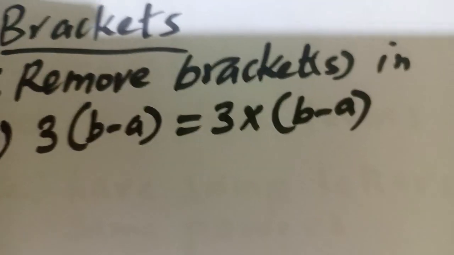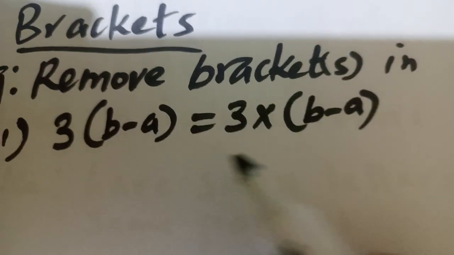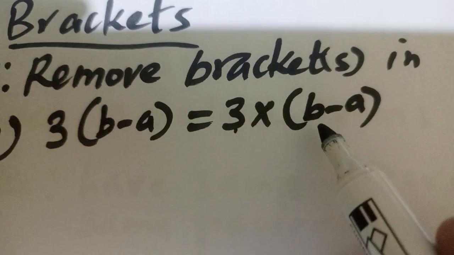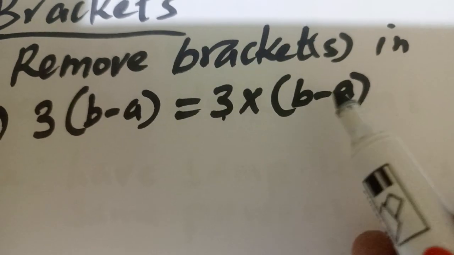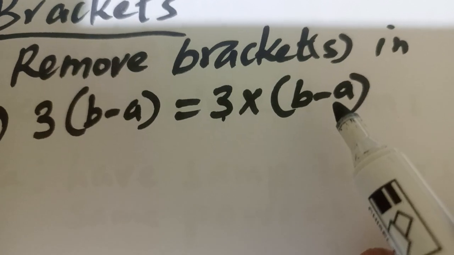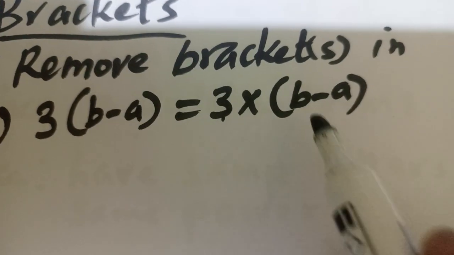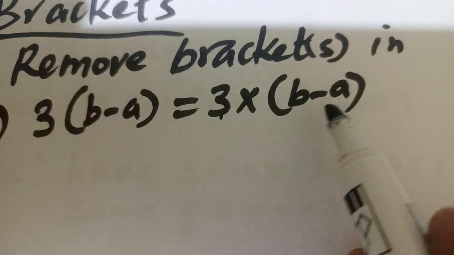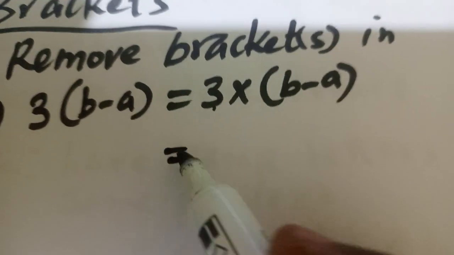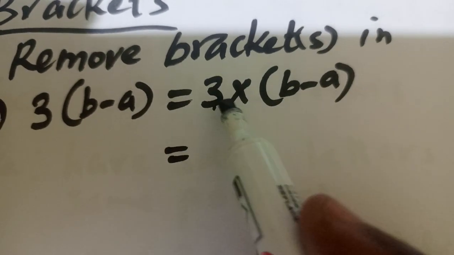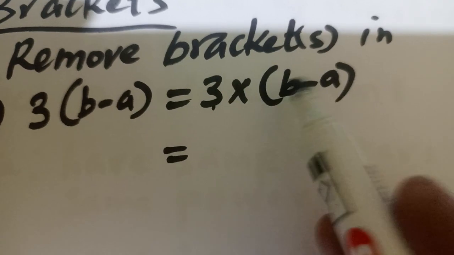So here we have 2 items, 3 and b minus a. When you have a bracket, everything that is inside the bracket is considered to be one entity. So here we have b minus a as being an entity or an item, and 3. Now to remove bracket, what is outside the bracket affects each and every item inside the bracket.